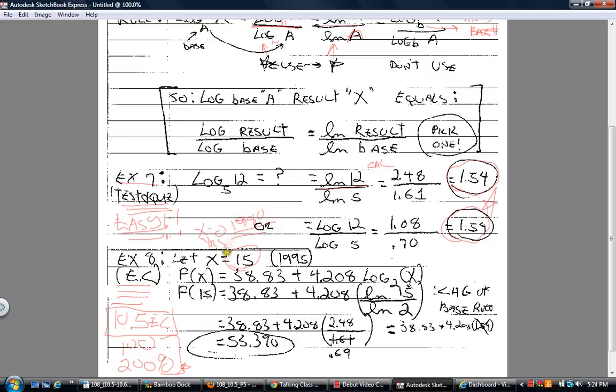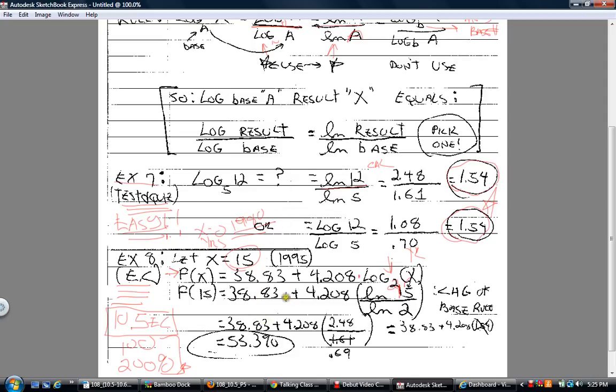Okay, so all you do here is they give you this equation. It's a log function here. We don't have to worry about where the numbers came from. 38.83 plus 4.208 times the log base 2 is the key thing, and x is the year, and we simply are going to plug 15 into it. That's all you got to do. Okay. Now, once you understand, this is an easy problem. I really recommend everybody do this, because all you're doing is taking about 2 minutes and getting extra credit.